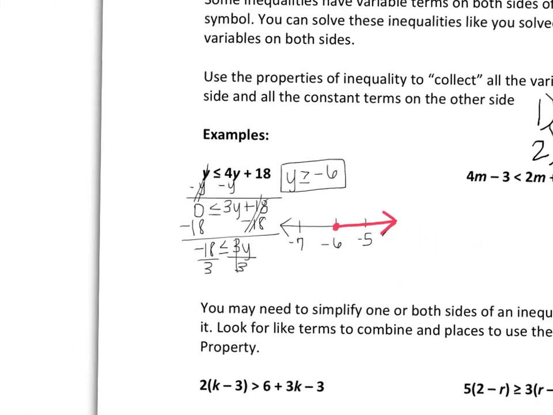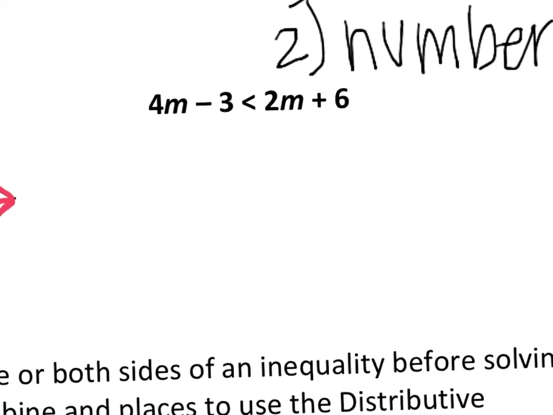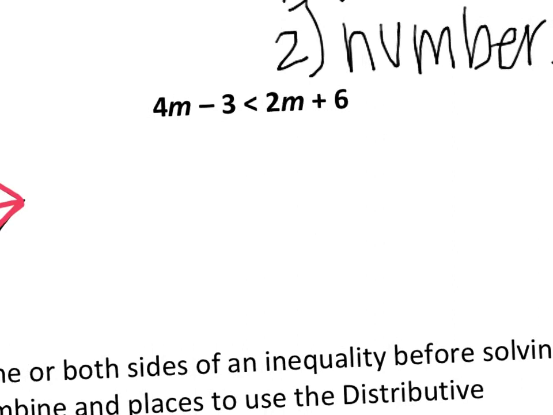All right, let's look at the next example. 4m minus 3 is less than 2m plus 6. Do not move numbers first, move variables first. So Riley, what do you think? Should I move 4m or 2m? 2m. Good. And how am I going to do that? Subtract it. Good. Take away 2m from both sides.